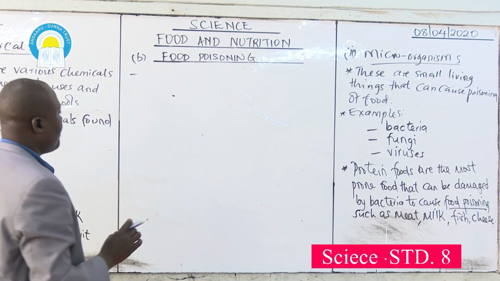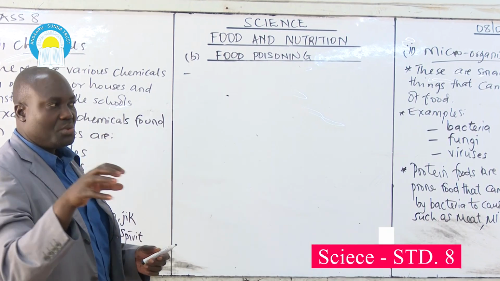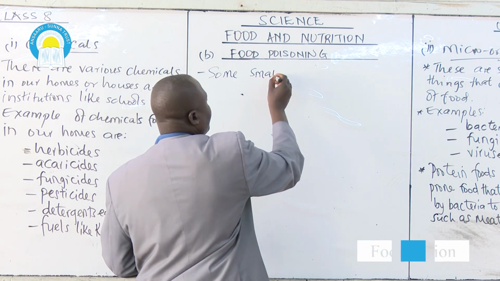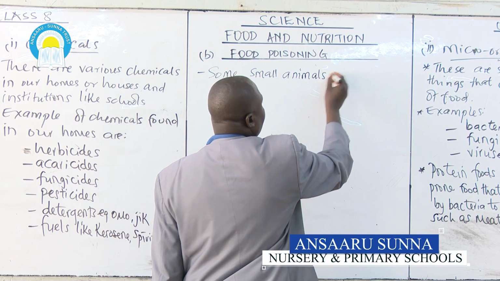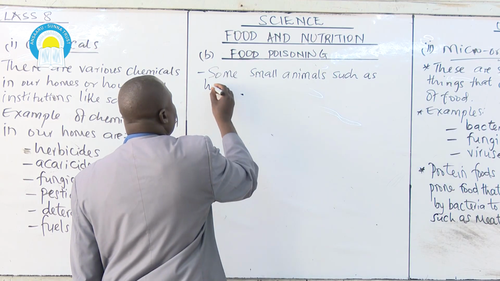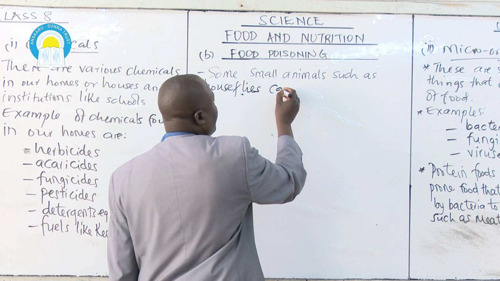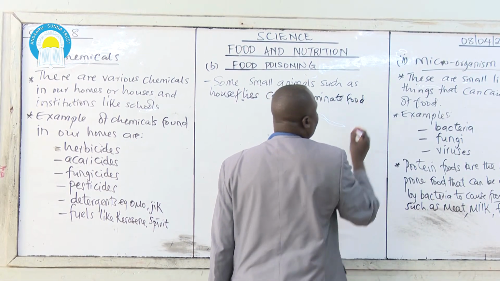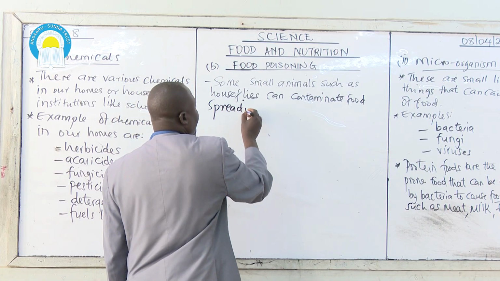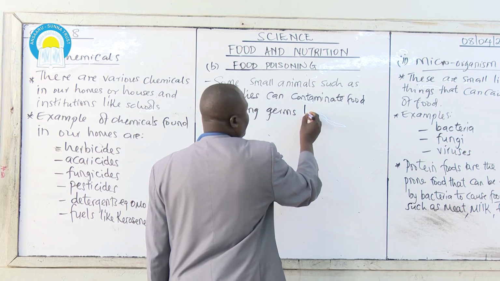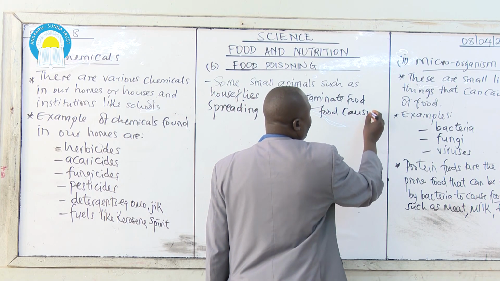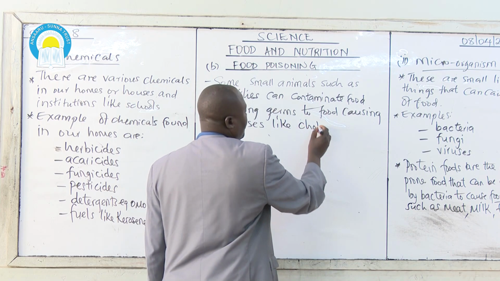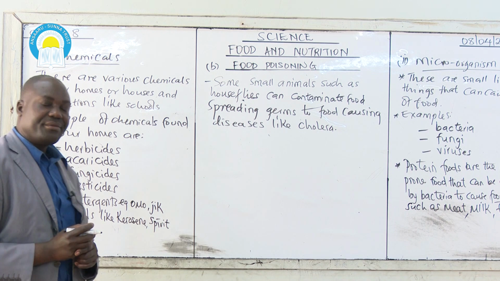Some small animals like the housefly can carry germs which can contaminate food, causing food poisoning. Houseflies can contaminate food, spreading germs to food, causing diseases like cholera. So that's what we call food poisoning.